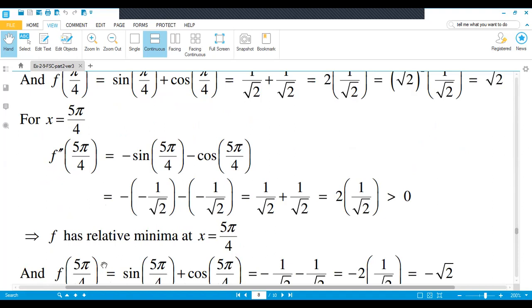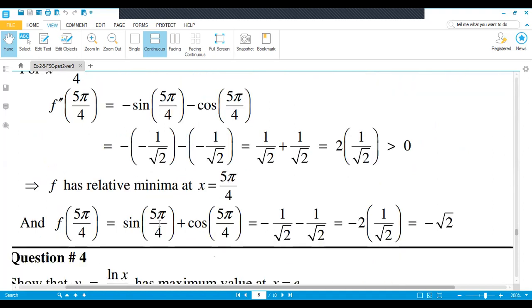Now this value we put in the original equation. When we put in the original equation, we get minus 1 over under root 2 minus 1 over under root 2. So minus 2 into 1 over under root 2. So this minus 2 we can write as under root 2 square, and one under root 2 cancels, and we get minus 1 over under root 2 as the answer.